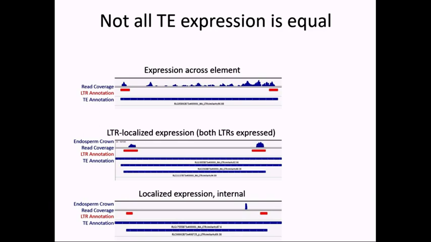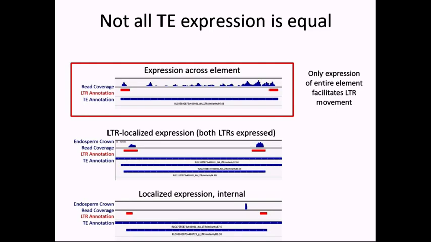Now the other thing I'll mention, and we're really trying to figure out how to think about this, is we actually think there are two modes of expression. There's a mode of expression like this one on the top, where you're seeing reads coming across the whole element. And then there are transposons like this, where you see patches of expression. This one is over the LTR. This one, there's just a patch inside. So this is the kind of expression you would require to actually get movement and functional activation of this retroelement. If you don't get expression of the whole thing, it can't move.